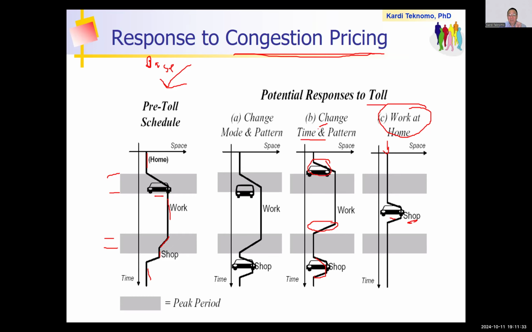This kind of change of pattern will only happen if the management allows them to have staggered work hours, meaning they will go earlier or go later. They will try to avoid the congestion pricing, so during peak hour they will not pay the toll.